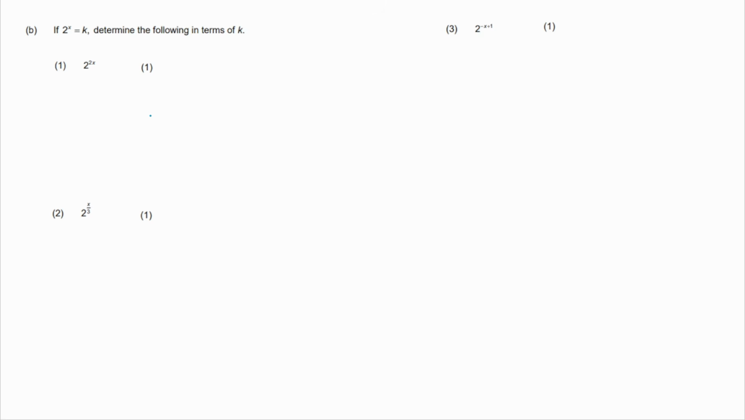So they say that 2^x is equal to k, and they want us to determine all of the following in terms of k. All right, so very important, in terms of k. So we need to look at this form and look back at our base form and somehow augment this base form so it looks like this. Okay, so that is a lot of words. Let's see how that works.